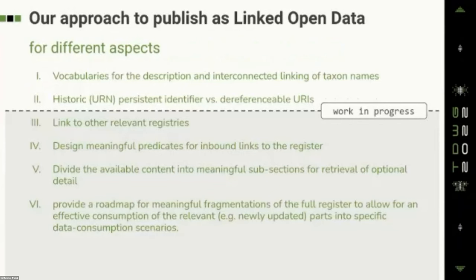Here we'll briefly describe the choices that we will have to make when publishing taxonomic information as linked open data. The first of which is the selection and application of specific vocabularies for the description and interconnected linking of taxon names. The second is the tension between hanging on to a historic persistent identifier and providing a dereferenceable URI that supports the follow-your-nose property. Choices that are yet to be made relate to how we will link to other relevant registries, how we will design meaningful predicates for inbound links to the register, and, more technically, how we will divide the available content into meaningful subsections for retrieval of optional detail, and provide a roadmap for meaningful transformations of the full register to allow for an effective consumption of relevant parts in specific data consumption scenarios.